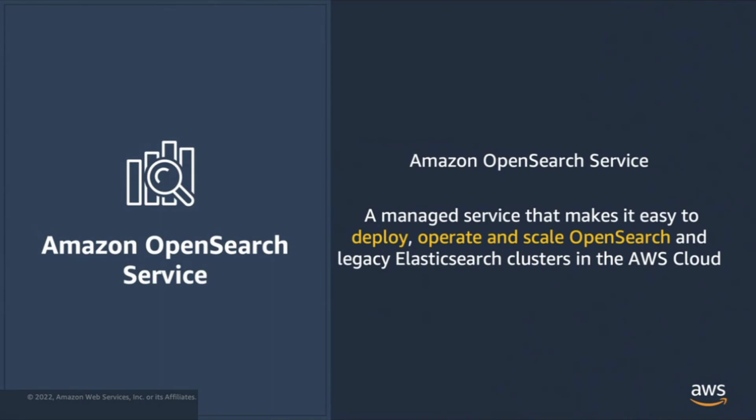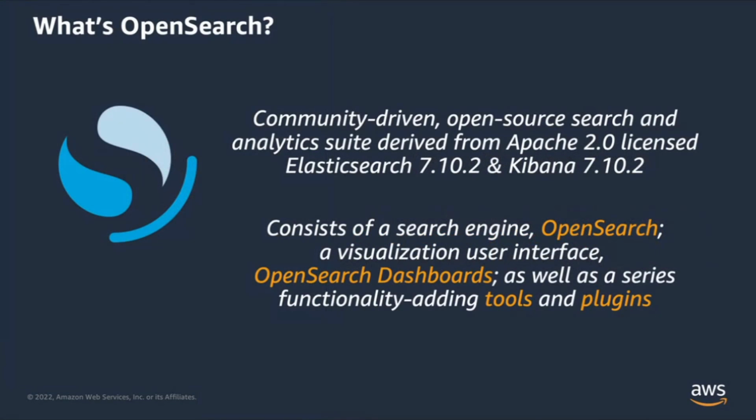So for those of you not familiar, Amazon OpenSearch Service is a managed service that makes it easy to deploy, operate, and scale OpenSearch along with legacy Elasticsearch clusters in the AWS cloud. And we'll get into exactly what OpenSearch does, but we'll take a quick detour and just talk a little bit about what is OpenSearch. OpenSearch is a community-driven, open source search and analytics suite, and it's derived from the Apache 2 licensed Elasticsearch 7.10.2 and Kibana 7.10.2 projects.